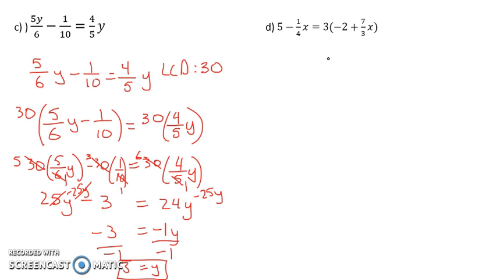And last but not least, we have the case of fractions and non-fractions in an equation. Same thing. Again, the lowest common denominator is, in this case, 12. So I'm going to multiply both sides of this equation by 12.